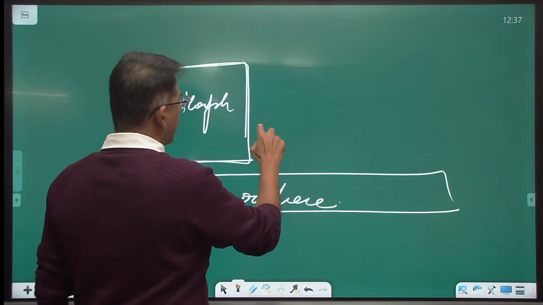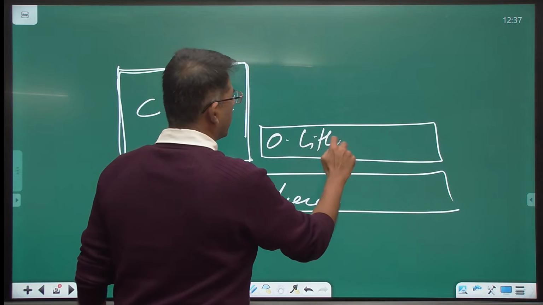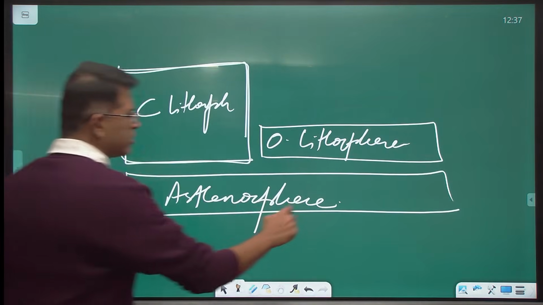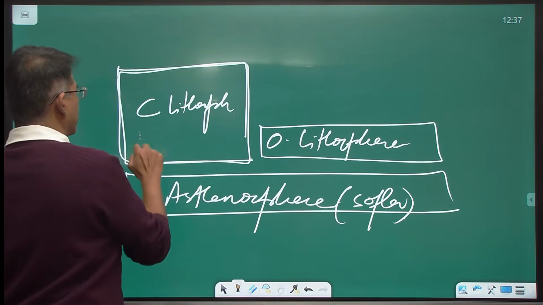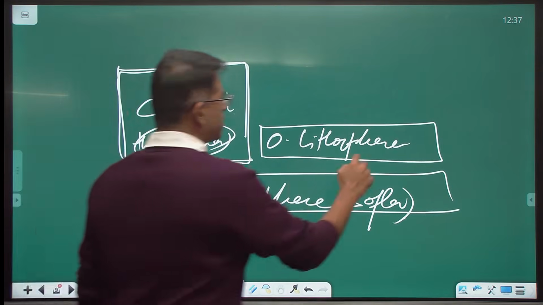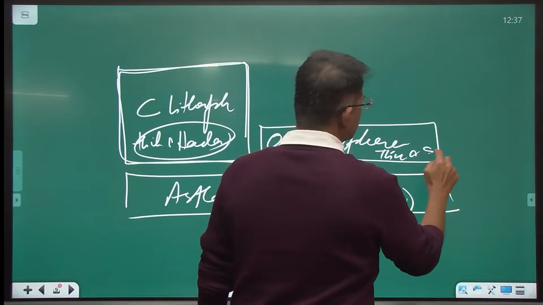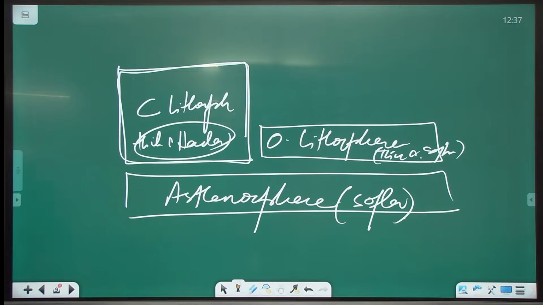And the ocean one is smaller. This is the ocean lithosphere. So this one is softer. This is the thicker and the harder layer, and this is the thinner and relatively softer. The continental lithosphere floats over the asthenosphere, so also the oceanic lithosphere floats over the asthenosphere.